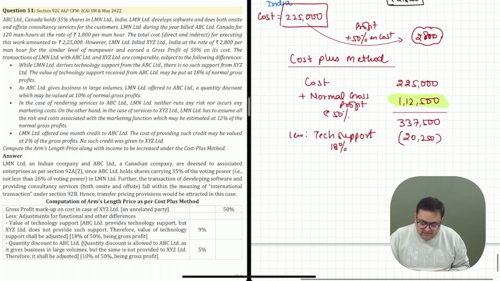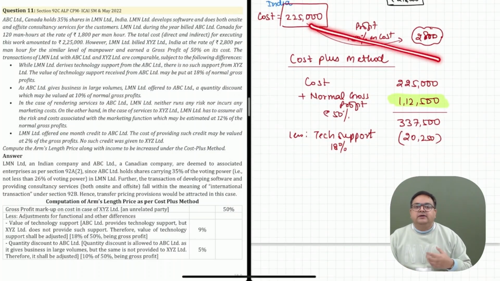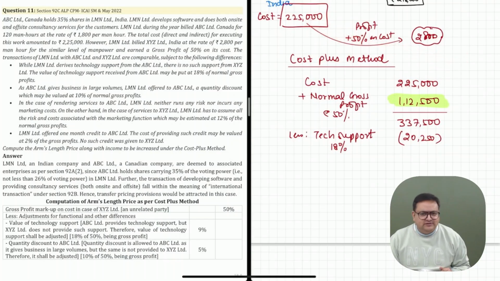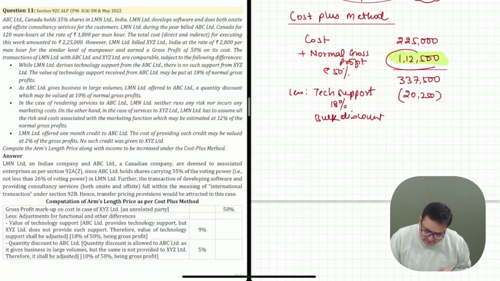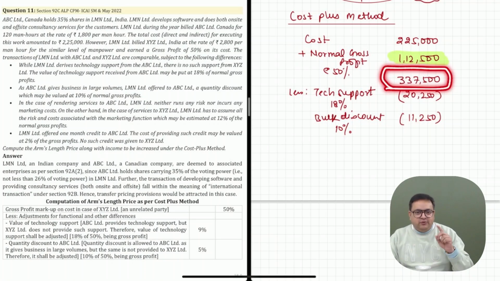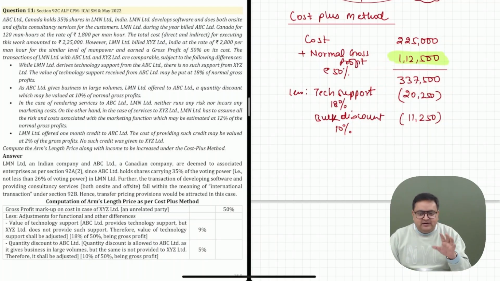So obviously when we are giving it to an unrelated party, they are not at bulk, so we'll be charging high. You know this adjustment now. So what you will do, you will subtract for the bulk discount, and how much is it? It is 10% of the normal gross profit. So again, of this profit, it would be 10%. So 10% of this would be 11,250. Are you all understanding it? Why am I subtracting it? Because this price is actually without that discount. But to our associate enterprises, there is a functional difference that we are actually giving them a bulk discount.